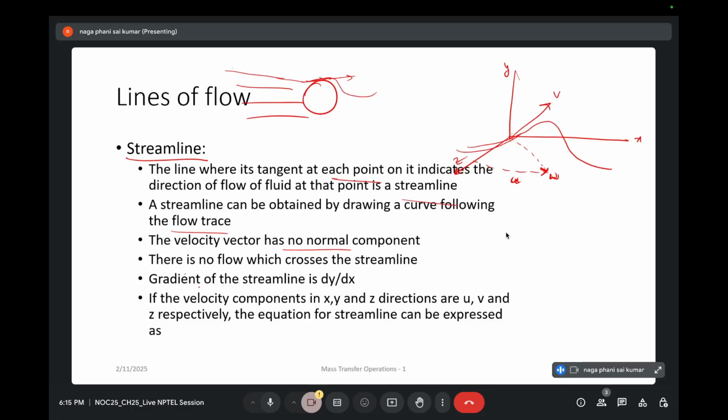The gradient of a streamline is dy by dx, and if the velocity components in x, y, z directions are given by u, v and w respectively, then the equation for streamline can be expressed as dx by u is equal to dy by v is equal to dz by w. They will be equal.